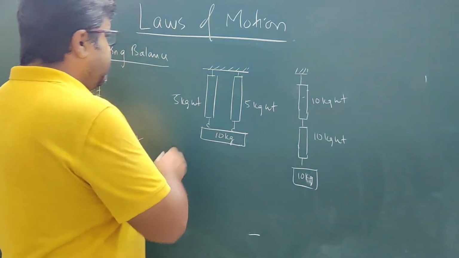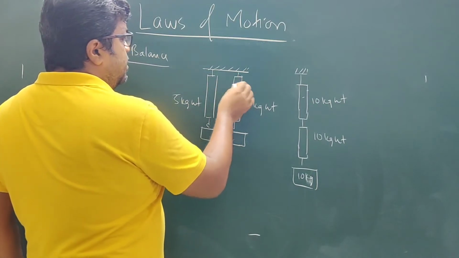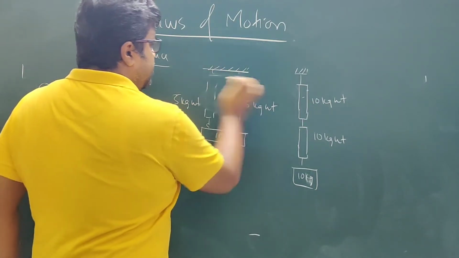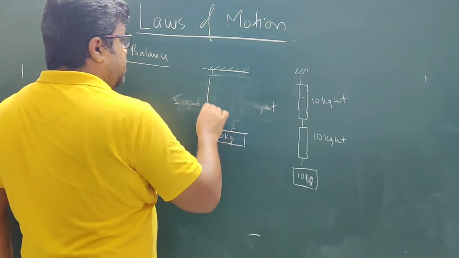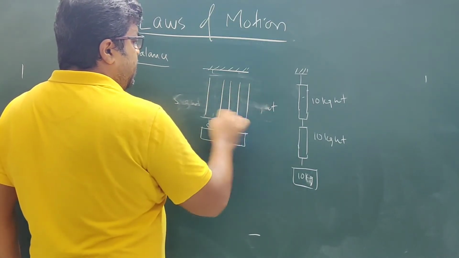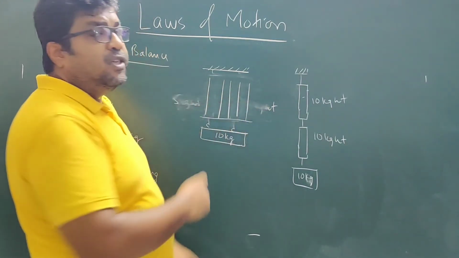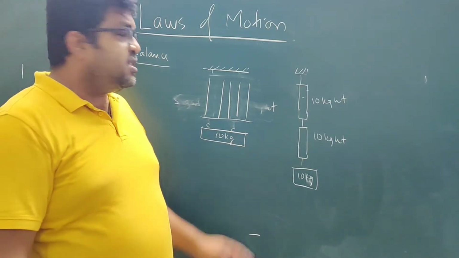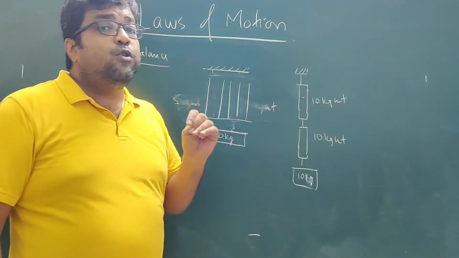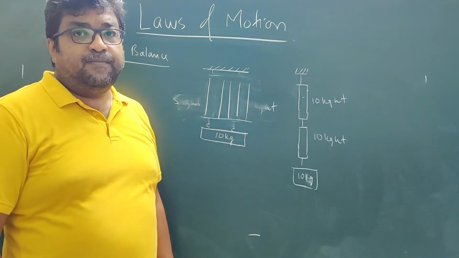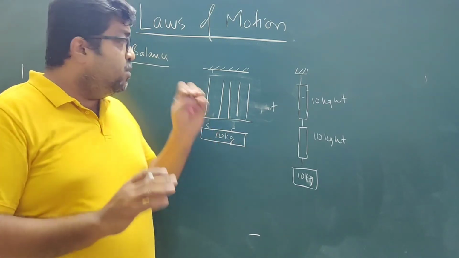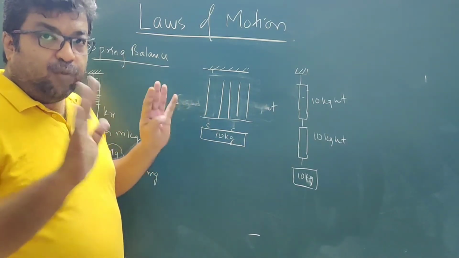Like suppose instead of 2, you had 5 spring balances, 1, 2, 3, 4, 5. Then again this 10 kg will be distributed among all the 5 spring balances, and now each spring balance will show a weight of 2 kg weight. Okay, so this is with regard to spring balance. This is one concept.